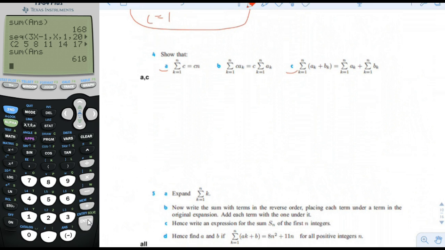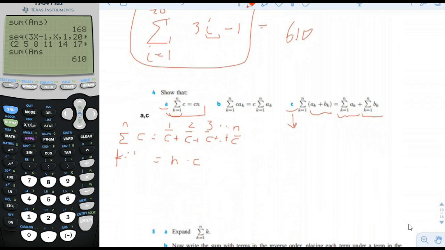Now, we're supposed to show that the sum from 1 to n of c is cn. So this one is not too hard, right? If you were going to say that the sum is the first to the nth term of a constant c, then basically the first term is going to be c, the second term is going to be c, the third term is going to be c, all the way to the nth term is going to be c, right? And then you're going to add all those together. So if you're going to add n c's together, then the sum is going to be n times c, right?